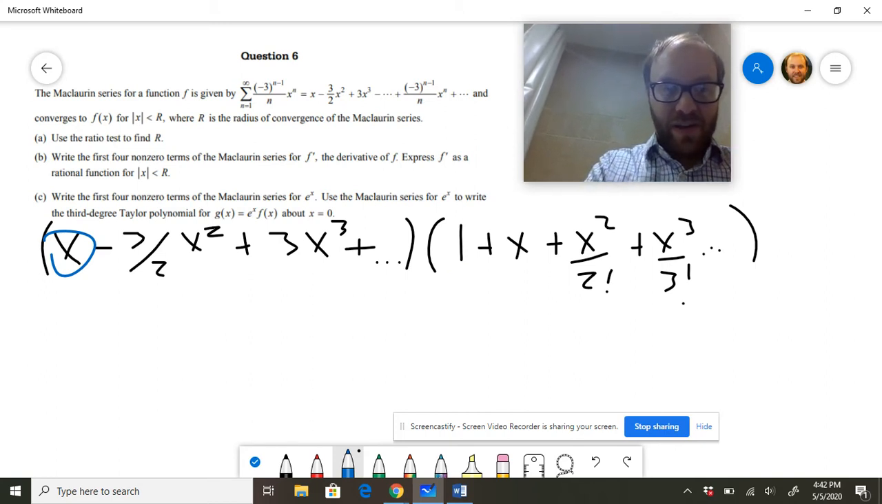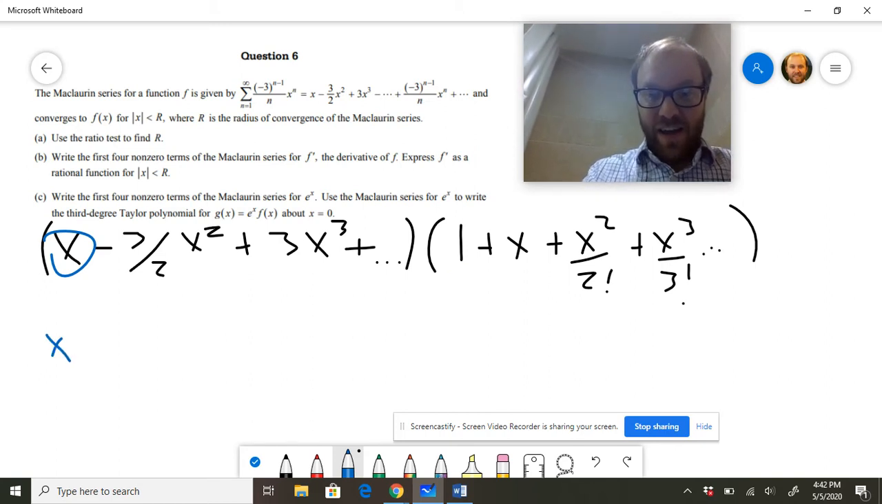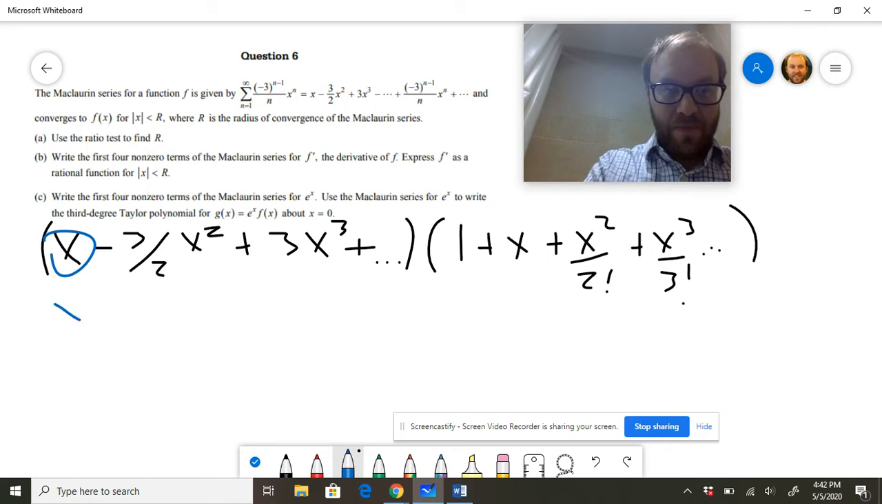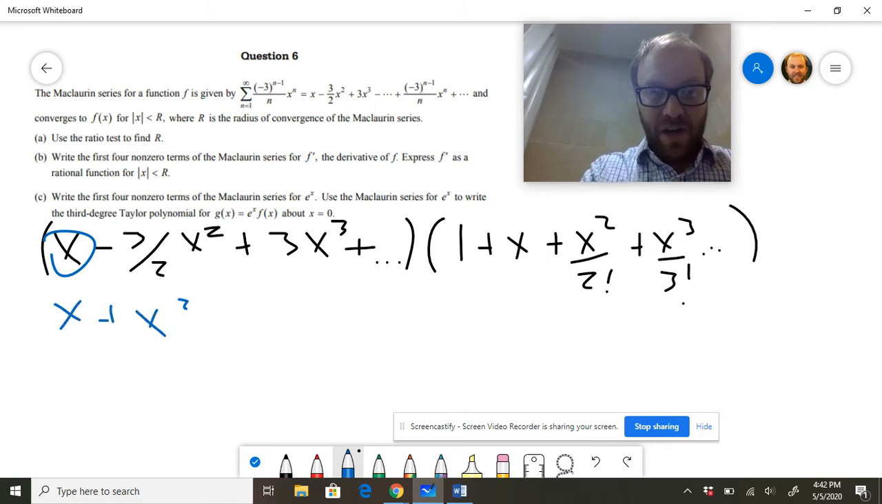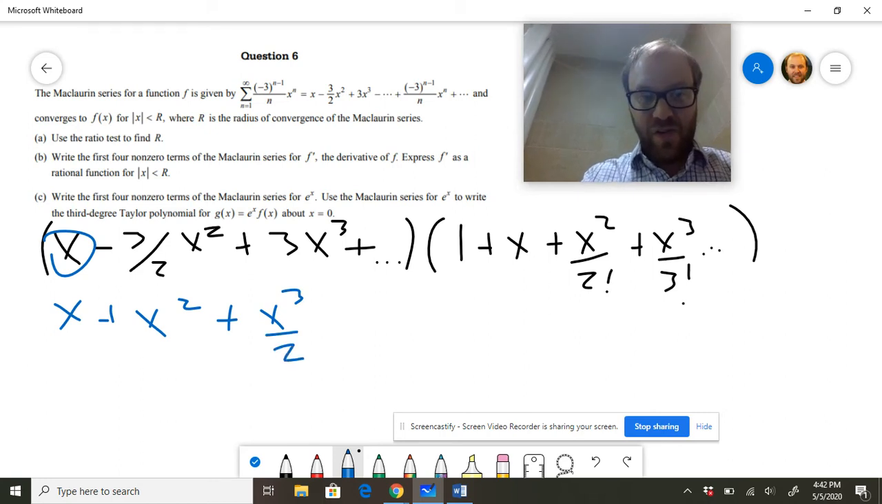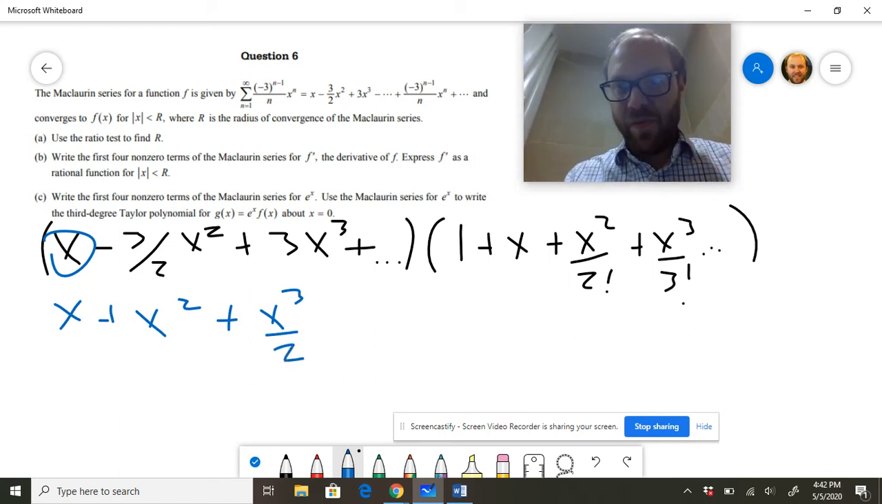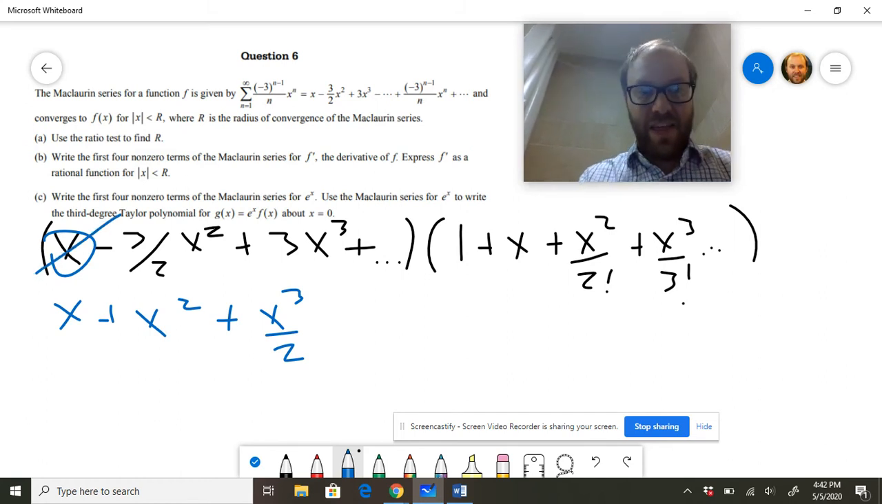Okay, x times 1 is going to give me x. x times x is going to give me x squared. x times x squared over 2 factorial is going to give me x cubed over 2 factorial, which is really just x cubed over 2. And I don't even need to multiply by the x cubed term because it's going to give me something to the fourth power. So I'm now done with this.